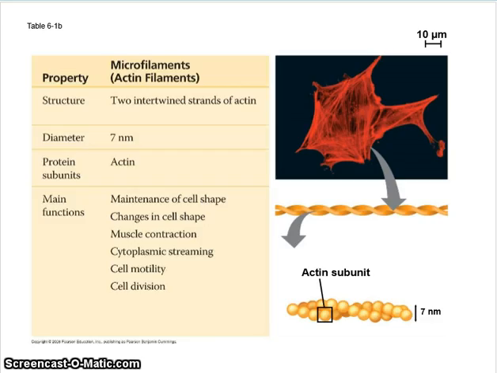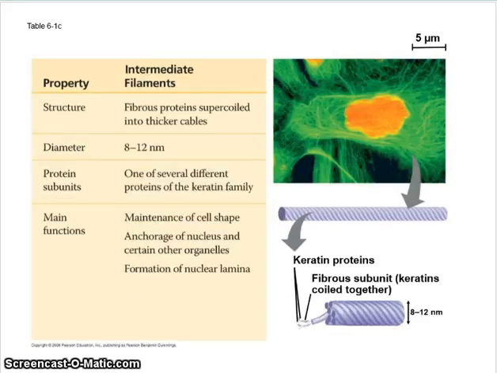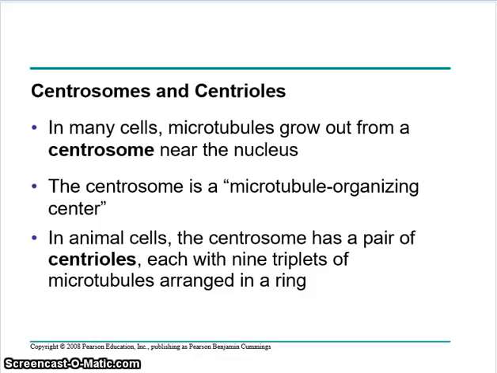Microfilaments are our smallest ones. They are made up of actin. And our intermediate filaments are ones that are in between, they're in the middle in size, and they're made up of different kinds of proteins like keratins. But again, that's probably a little bit more than you need to know.